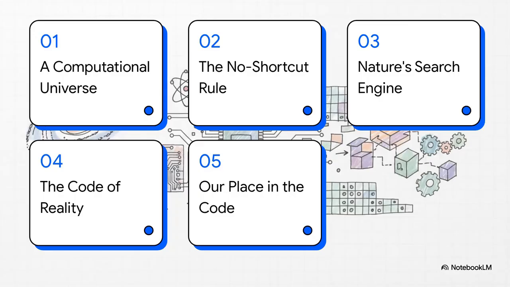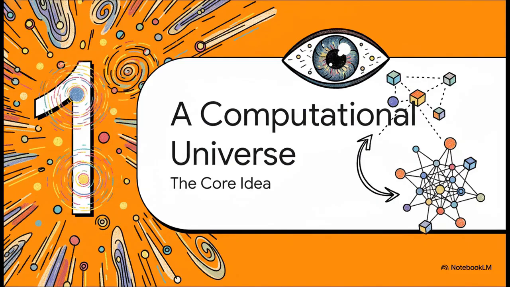All right, to really get our heads around this, here's our game plan. We're going to start with the main idea, this concept of a computational universe. Then, we'll get into the fundamental no shortcut rule that makes it all tick. After that, we'll see how nature uses this system almost like a search engine. And finally, we'll explore what this all means for the code of reality itself and our place in it. Okay, let's jump right into the first big idea.